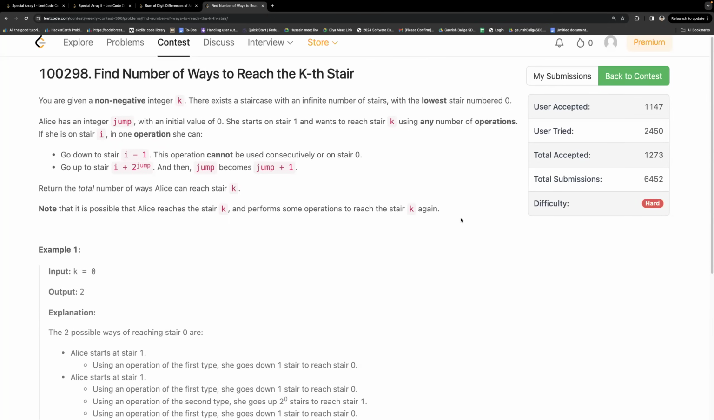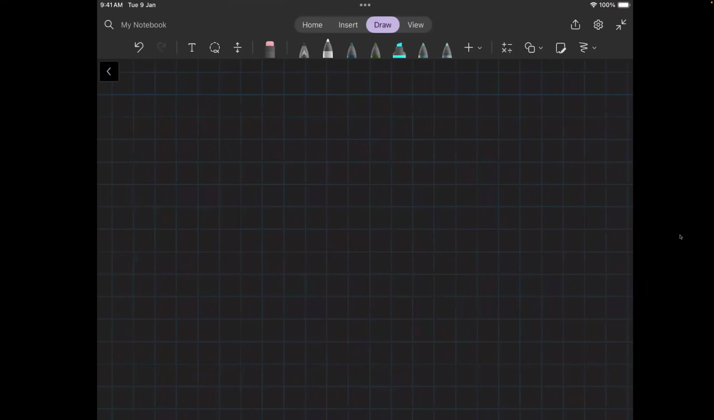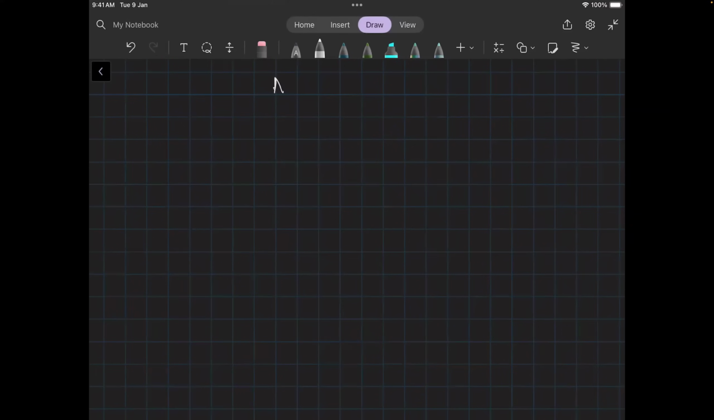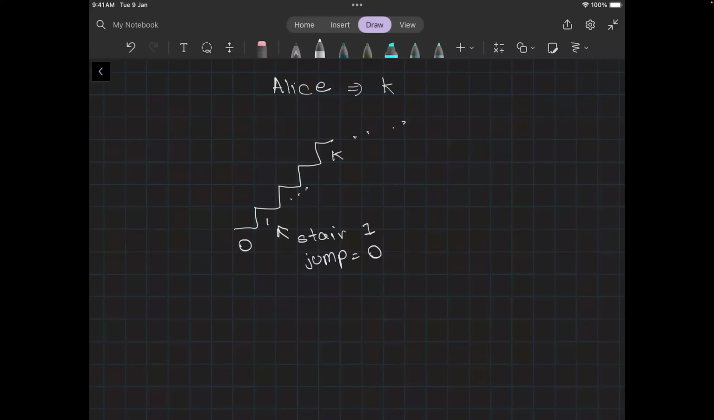Okay, guys, let's have a look at what the problem statement has to say. Alice has been given a number k. First of all, there are infinite stairs: there is 0, there is 1, and so on, there is k, and it goes ahead. Initially, Alice is on stair 1, and she has a variable jump which is set to 0.